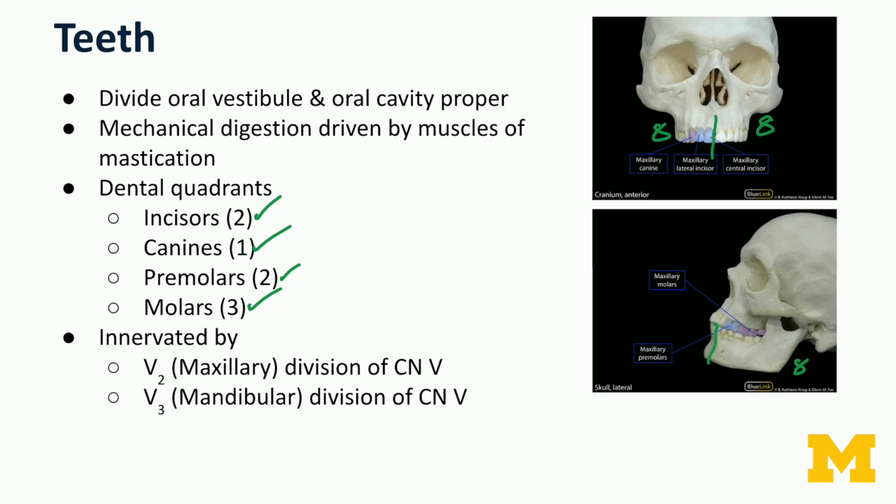Those third molars are sometimes known as wisdom teeth because they tend to erupt the latest, usually around the ages of 18 to 22 years of age. What that has to do with wisdom, I don't know. The teeth are innervated by divisions of the trigeminal nerve, or cranial nerve 5. So the maxillary teeth are innervated by the maxillary division of the trigeminal nerve, known as V2, whereas mandibular teeth are innervated by the mandibular division of the trigeminal nerve, which is known as V3.